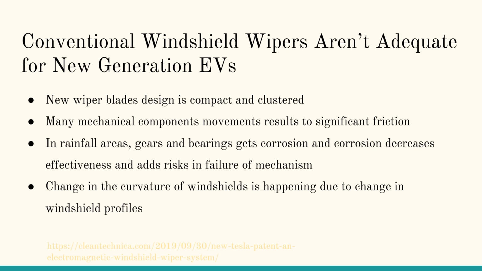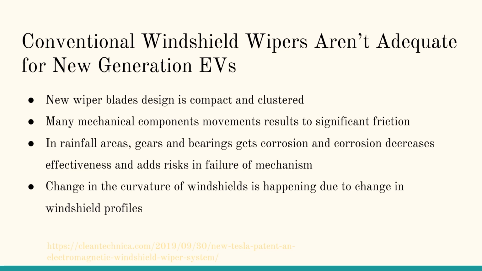In areas of significant rainfall, gears and bearings get corroded, and corrosion decreases effectiveness and adds risk of failure of the mechanism. And lastly, due to changes in the curvature of windshields from different models of cars over the years, the conventional wiper system has difficulty adapting to varying surface profiles.